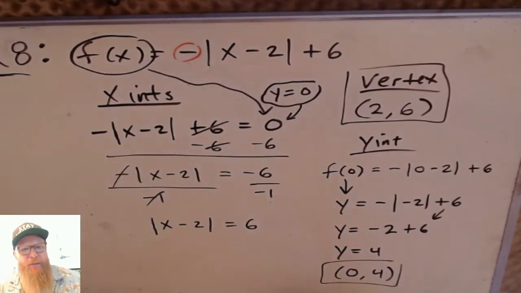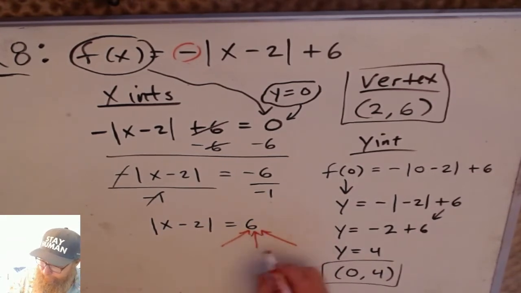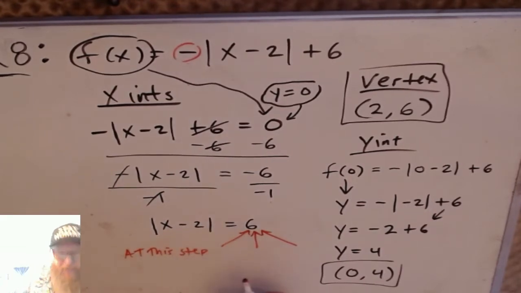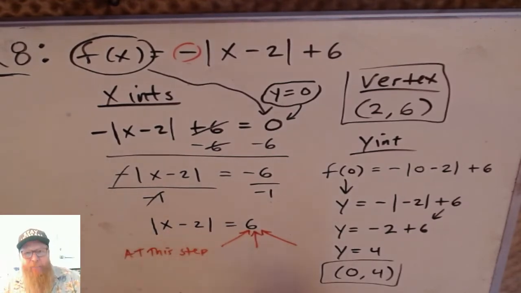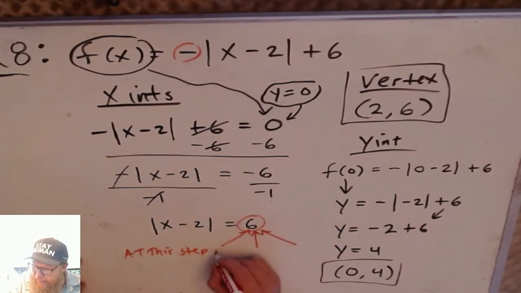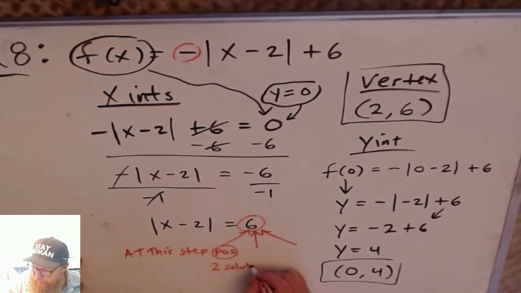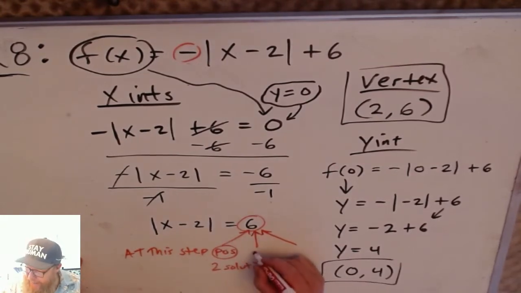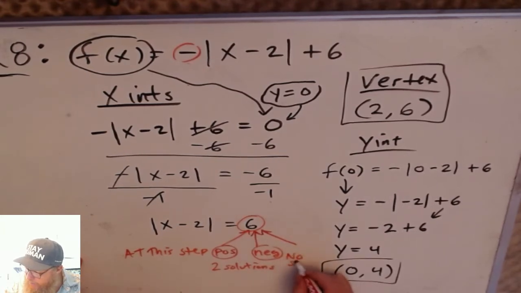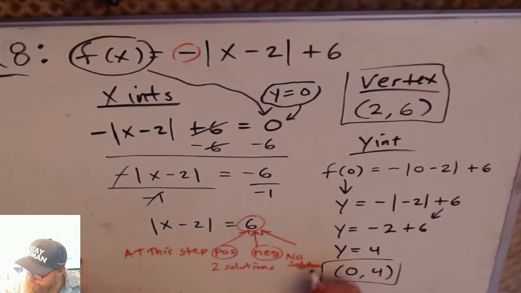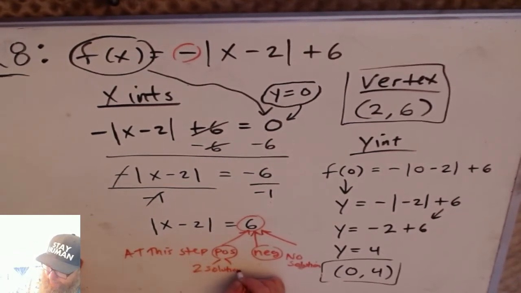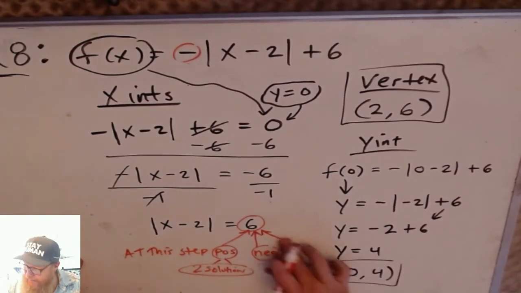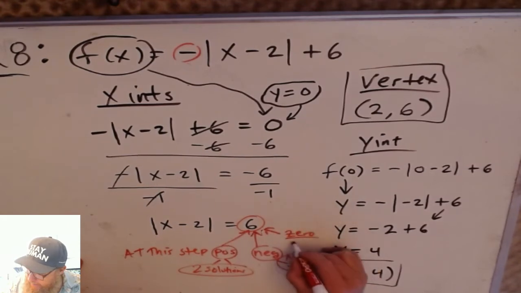Now let me tell you a little trick. If you get to this step, the step where the absolute value has been isolated, you haven't yet taken out what's on the inside yet. So you got to stop, take a breath, and then look at the possibilities. If this is a positive number, there are 2 solutions. If this is a negative number, there is no solution. Positive means 2 solutions. Negative means no solution. And if this is 0, 1 solution.